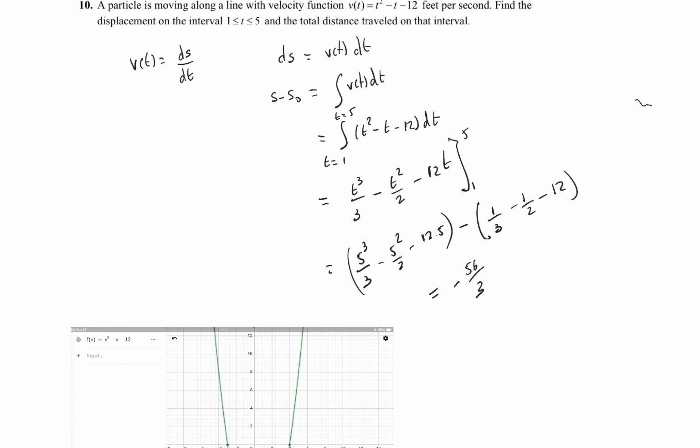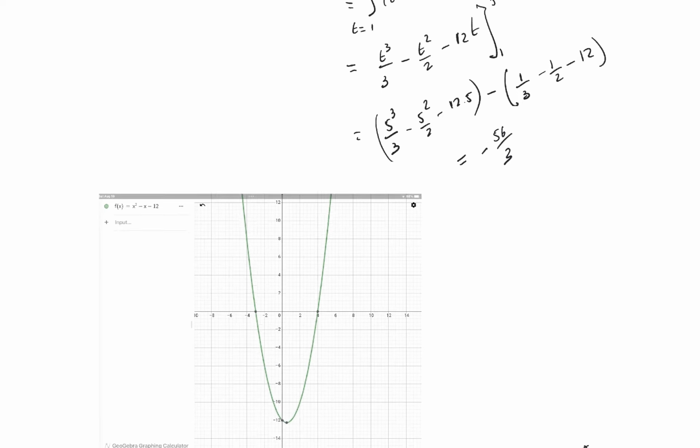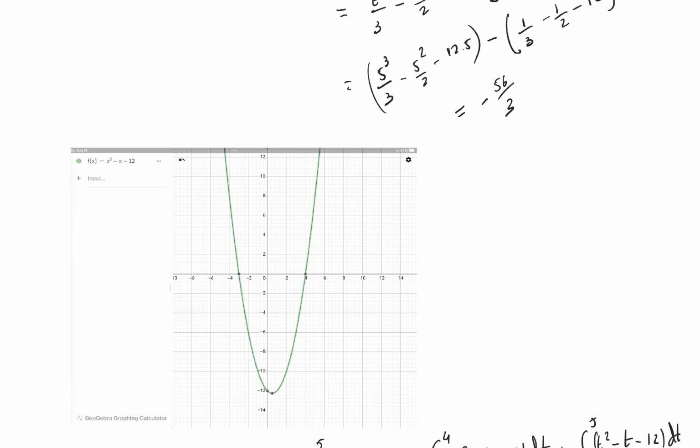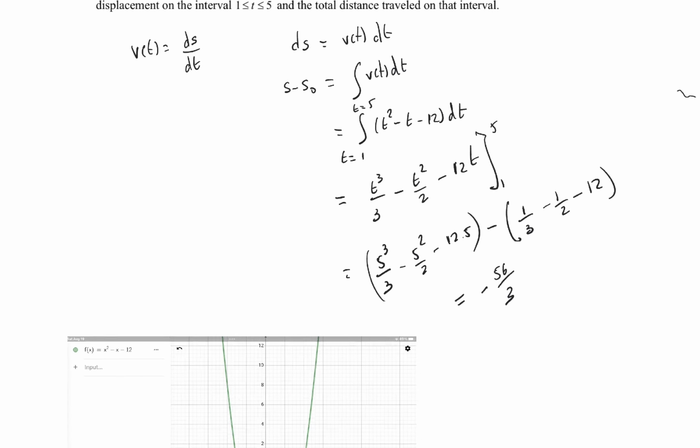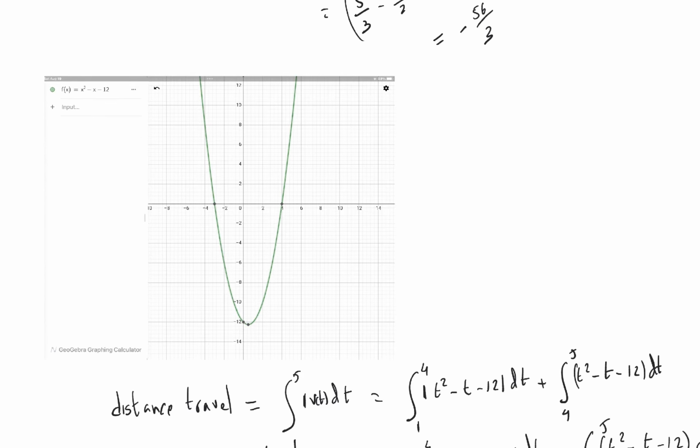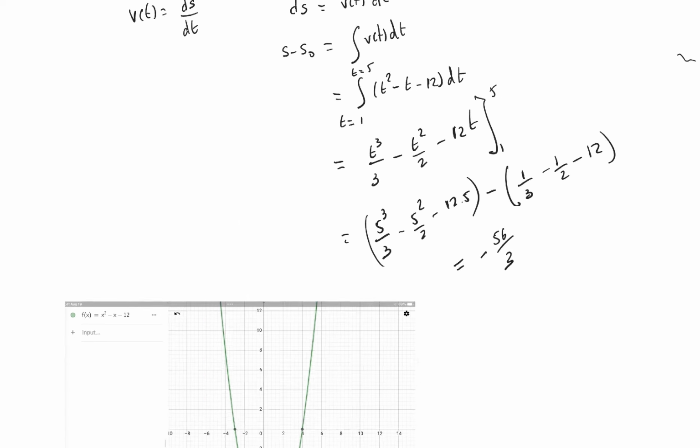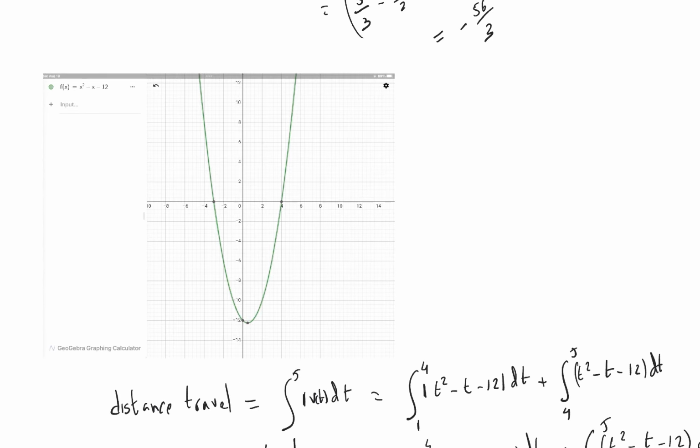That is more interesting. So, the velocity v of t is here. This is the graph, t squared minus t minus 12. And it says between 1 and 5, so 1 is almost here. The velocity is negative, and the velocity becomes less negative and less negative. Here the velocity is 0, and after that the velocity becomes positive.